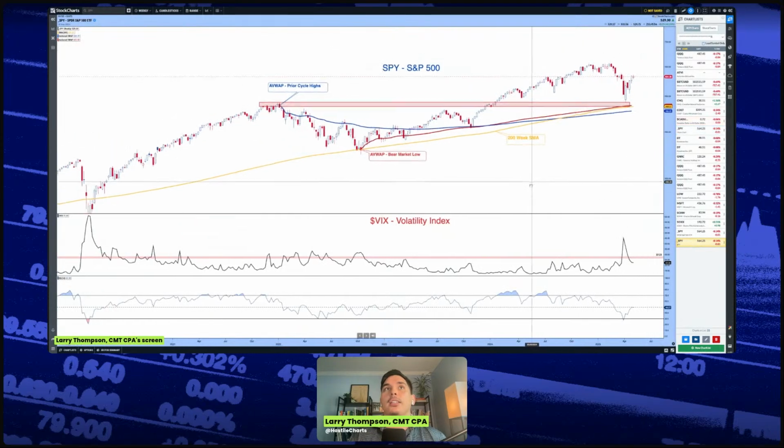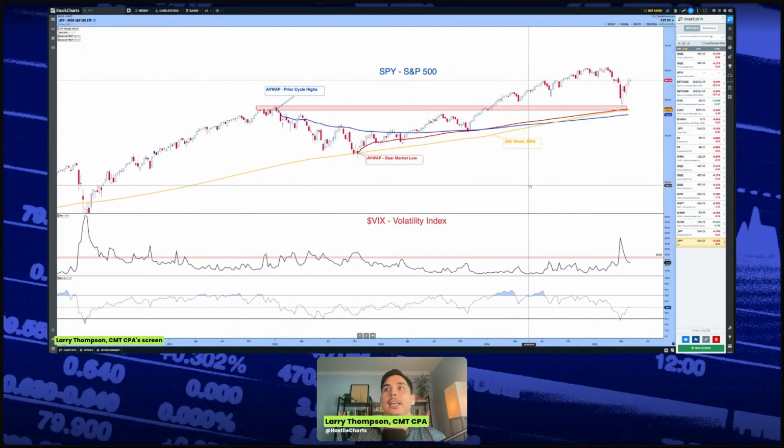Another chart I wanted to take a look at real quickly with you guys is, right, why we liked that 480 level so much. And you can see it's because it was these prior cycle highs, right? It was the prior cycle highs and VIX was really accelerated. And you had all this underlying support, right? You had the AVWAP from the bear market low. You had the 200-week simple moving average.